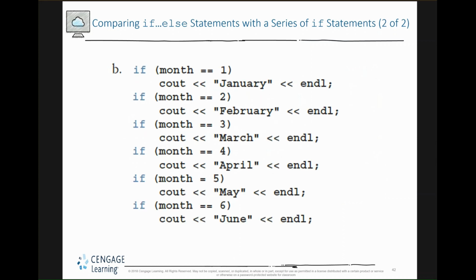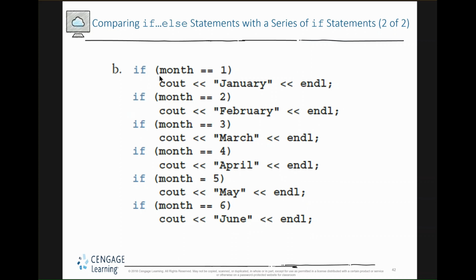After reviewing the previously designed program segment, let's look at this one. Notice that the evaluation of the if statement continues to the end no matter what the results. So watch. If month is equal to 1, cout January. If month equals 2, cout February. So it's going to check, but guess what's going to happen?